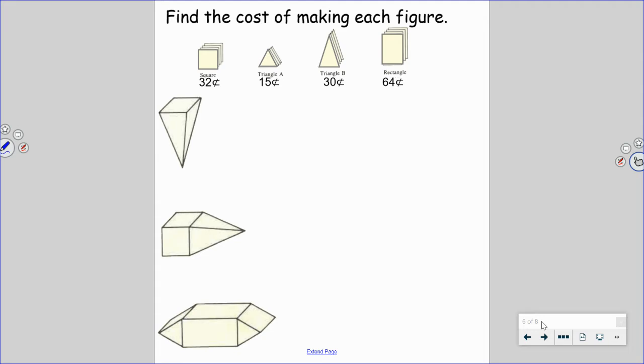So one thing I like to do is just kind of take it apart. Some people, and we'll talk about this on Monday, will do something called a net, where it's almost like peeling apart an orange.